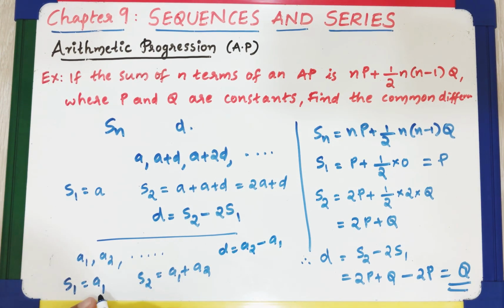Here we have got a1. Then what will be a2? a2 is equal to a1 plus a2 minus a1, that is S2 minus a1. So we have got a1 and a2, then the common difference will be a2 minus a1. You can use any method that is easy for you. Okay, we can see the next example.